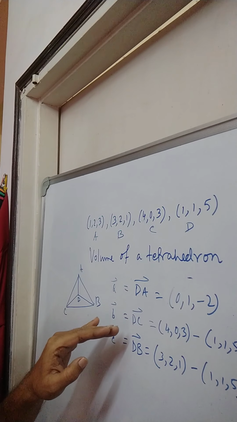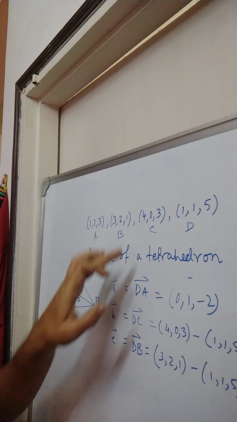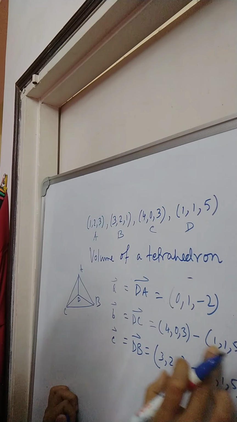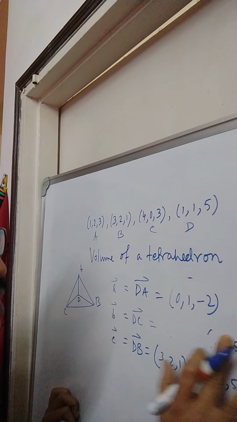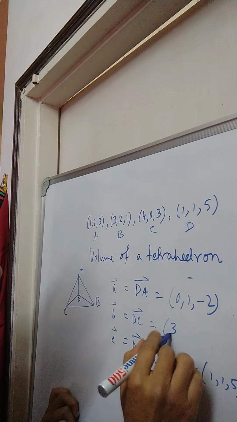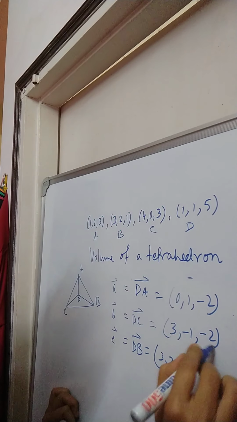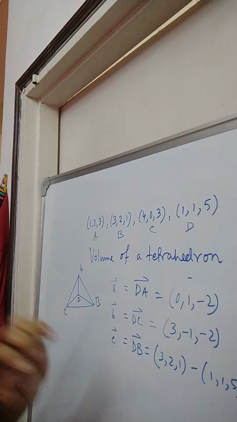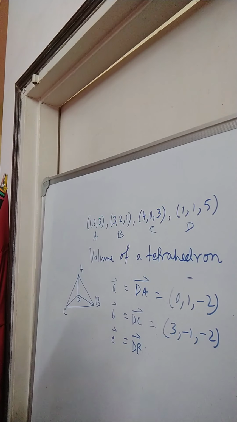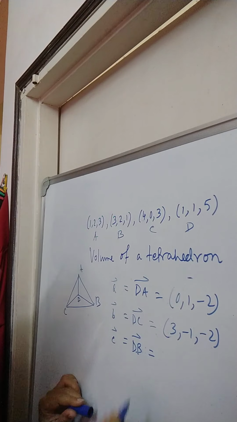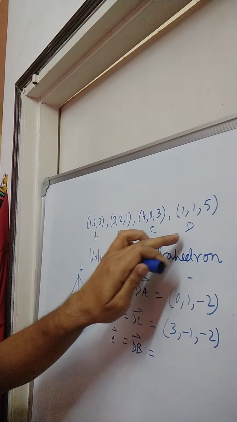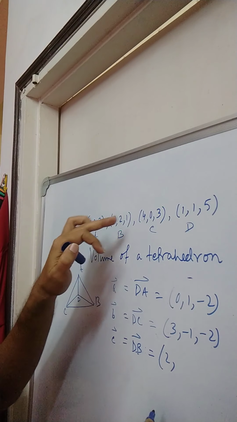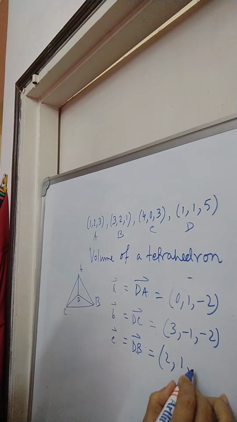Here also we have C minus D, that means this minus this, (4, 0, 3) minus (1, 1, 5). What will that be? 3, minus 1, minus 2. You can again check: 3, minus 1, minus 2. And what will be DB? That will be B minus D. So, what is B? (3, 2, 1). What is D? This. So, 3 minus 1 is 2, then 2 minus 1 is 1 and 1 minus 5 is minus 4.